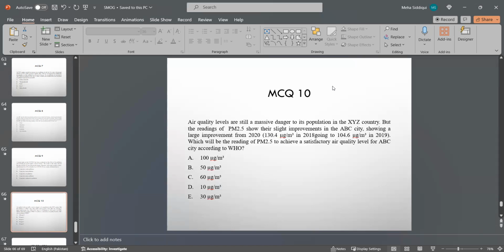MCQ number 10. Air quality levels are still a massive danger due to pollution in XYZ country, but the readings of particulate matter 2.5 show there is slight improvement. The ABC city showing a large improvement from 2020, which will be the reading of PM 2.5 to achieve a satisfactory air quality level for ABC city according to WHO? 100 micrograms per cubic meter, 50, 60, 10, or 30 micrograms per cubic meter. D is the right option.